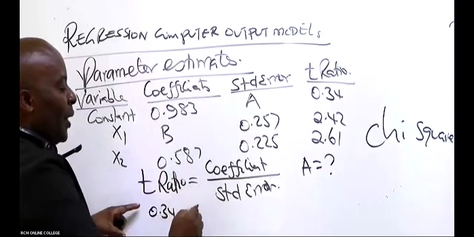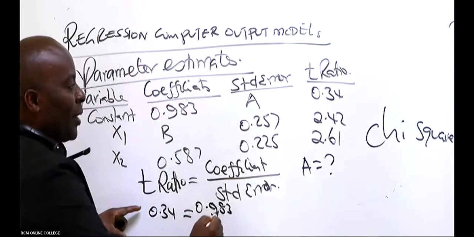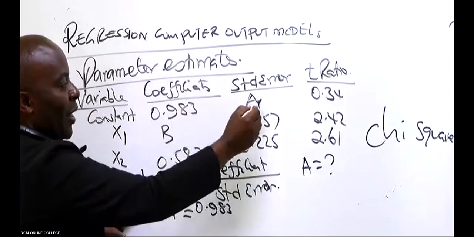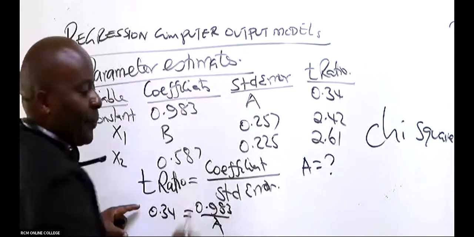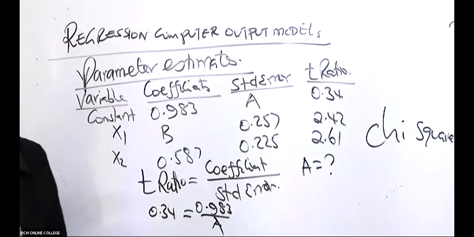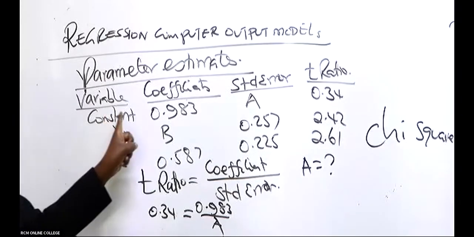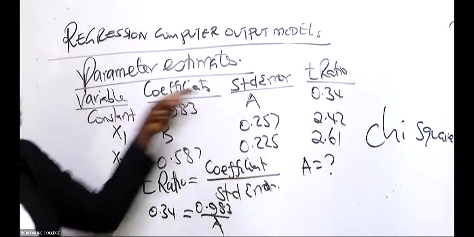Coefficient here is 0.983. And then we divide this by its error. Error, which is what here, somebody? A. So your role is to make A the subject of the formula. What have I done? I've worked with the T ratio for this row.